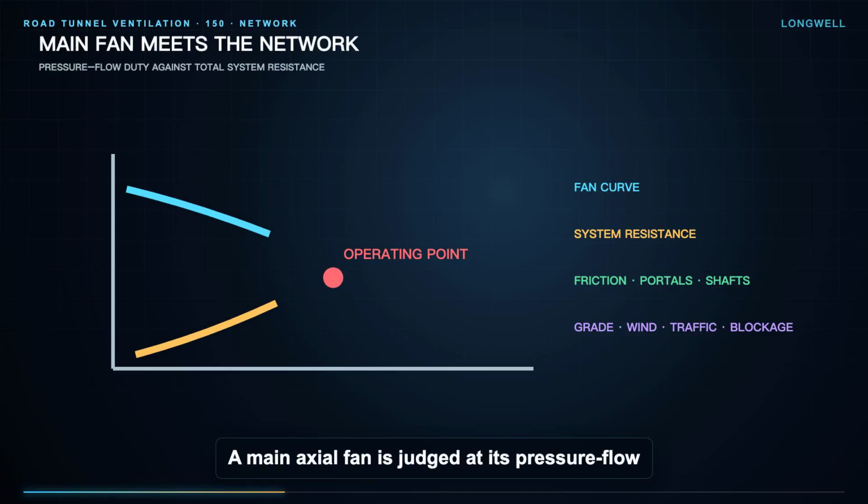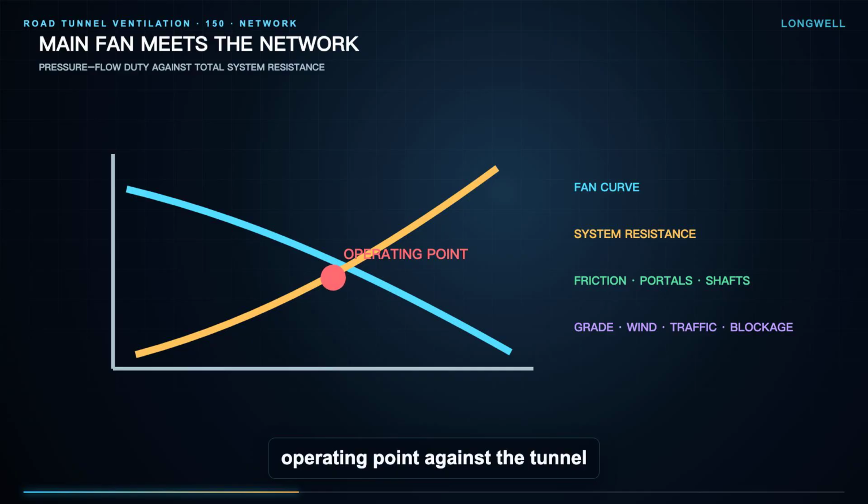A main axial fan is judged at its pressure flow operating point against the tunnel network. Friction, portals, shafts, dampers, leakage, grade, external wind, traffic piston effects, and blockage all shift the operating point. A catalog maximum is not the project duty.